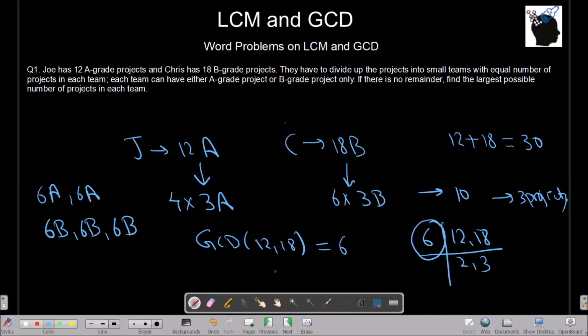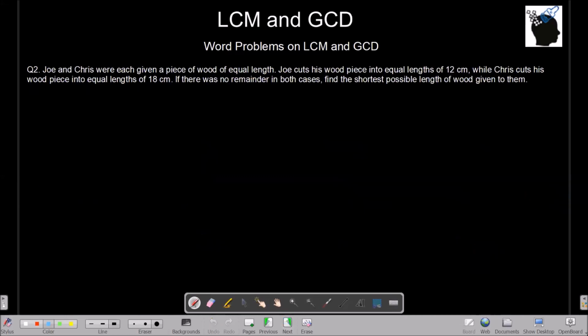Let's try one more example. Again, you can pause the video and then resume it to see the solution. So let's read the problem. Joe and Chris were each given a piece of wood of equal length. Joe cuts his wood piece into equal lengths of 12 centimeters. So Joe and Chris were each given some length of wood. Now Joe is cutting it into equal lengths of 12 centimeters.